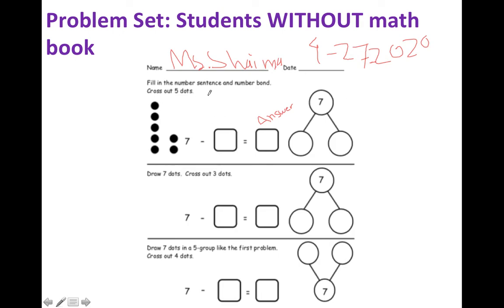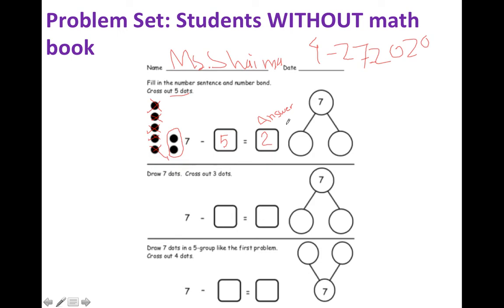It says cross out 5 dots. So I'm going to cross out 5 dots. 1, 2, 3, 4, 5. Again, I have 7, then I crossed out 5. How many are still free, or how many are still here? 2. So 7 minus, how many did we cross off? We crossed off 5. So 7 minus 5 equals, I still have 2 that are free.